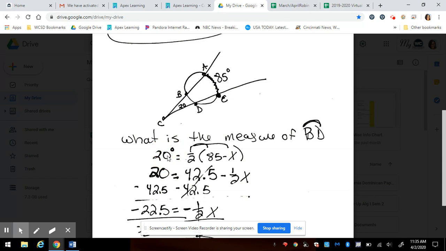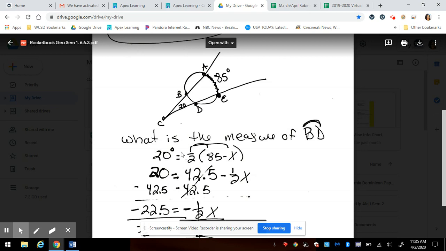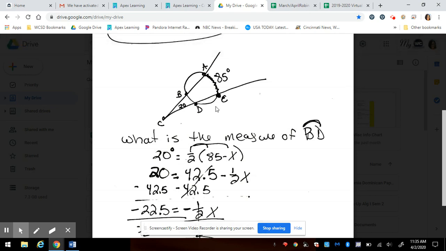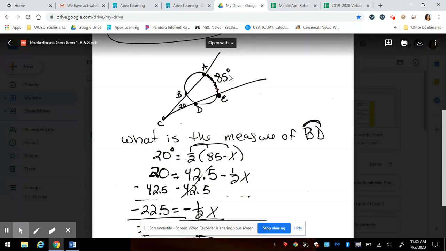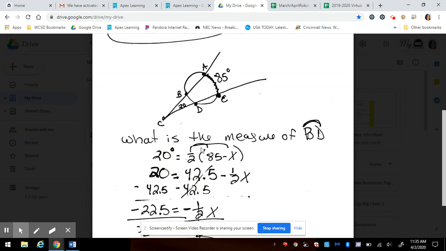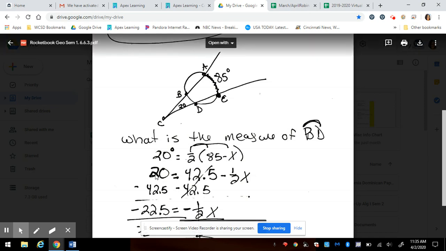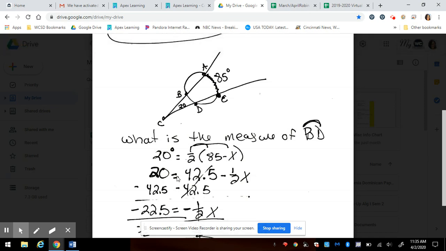So it's 20, because that's what our angle is, equals 1/2 times the major arc, which is 85, minus x, because that's what we're trying to figure out. So 20 equals, we have 42.5, because 1/2 times 85 gives us 42.5. And 1/2 times a negative x gives us minus 1/2 x.